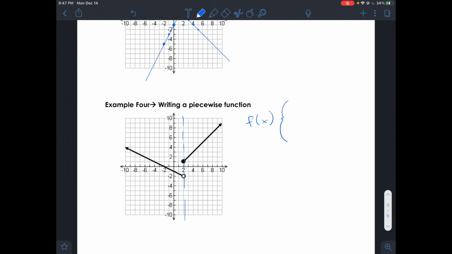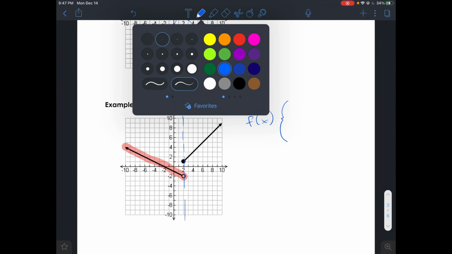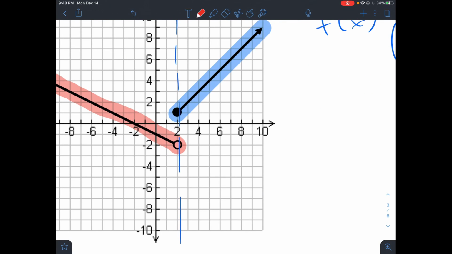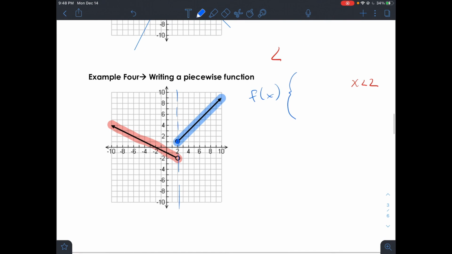So we'll kind of color code it. We've got our red guy here, all right? He's going to hold true when x is less than 2. And since he's open, he's going to look like that, right? Then this other guy, he is going to hold true when x is greater than or equal to 2. Why is he equal? Because he's a closed circle, all right? So when x is greater than or equal to 2, that blue guy is what we use.